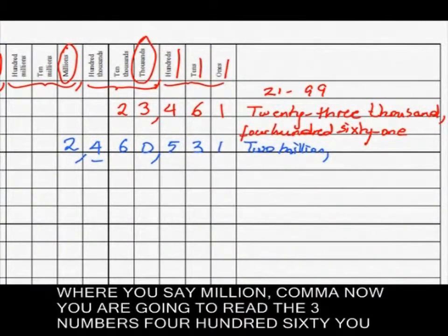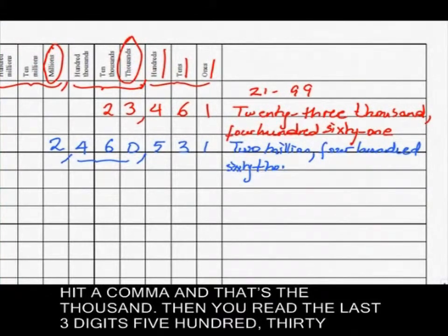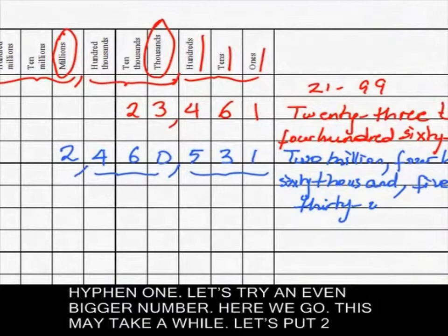Comma. Now you're going to read the 3 numbers. 460. You hit the comma, and that's the thousand. Then you read the last 3 digits. 530, hyphen 1.